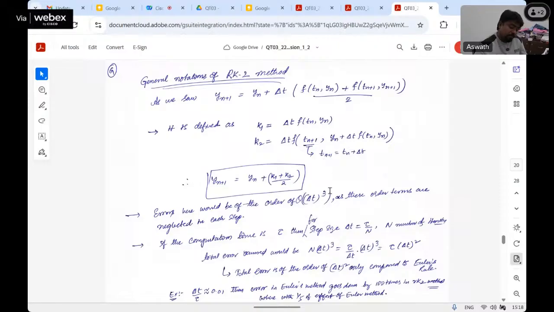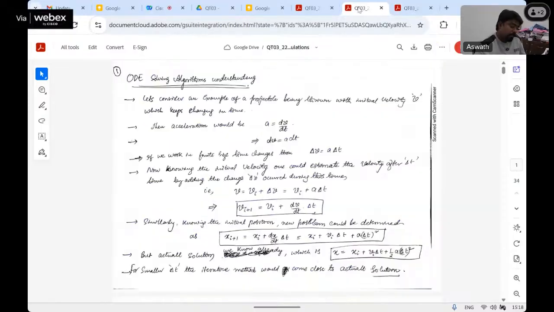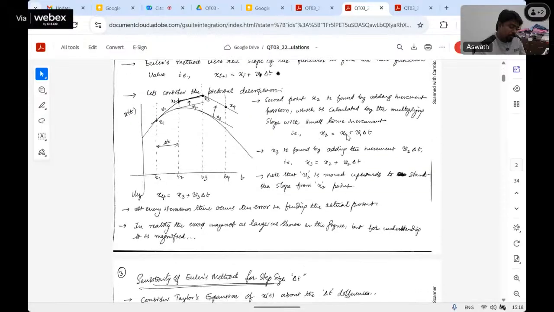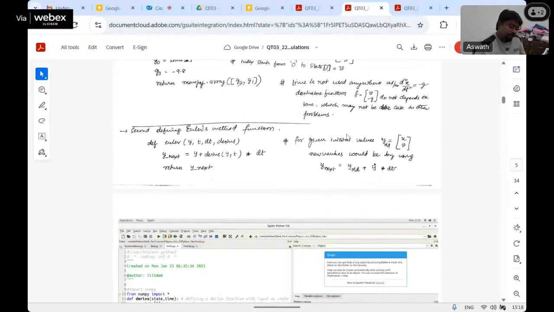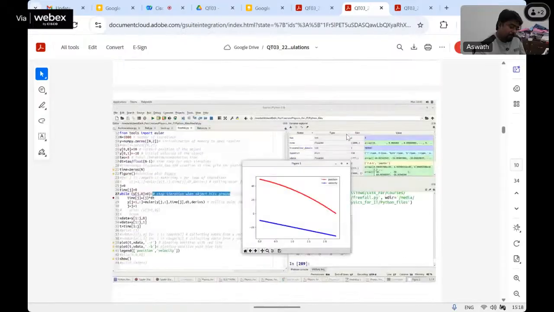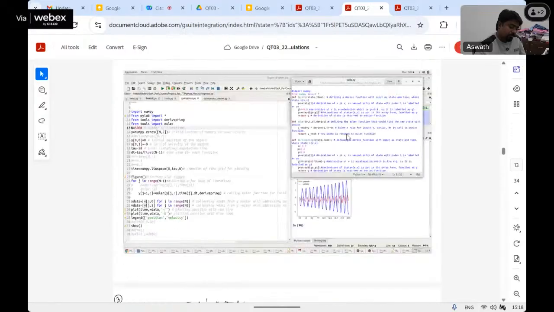So the question is, how did I get this expression? There is a derivation which requires a lot of time, so I am just adding it as supporting material. There I have discussed the derivation part. Just a minute, let me show you.